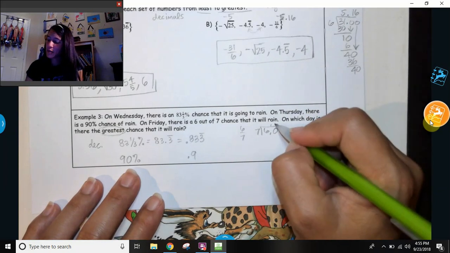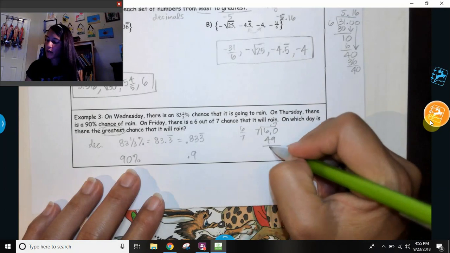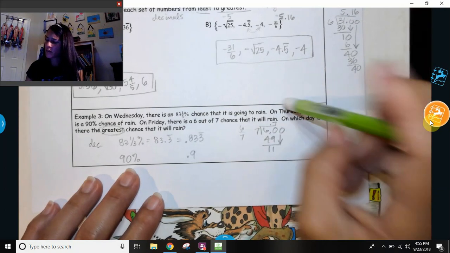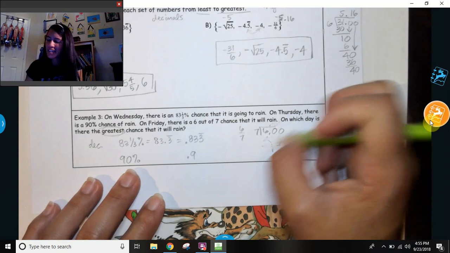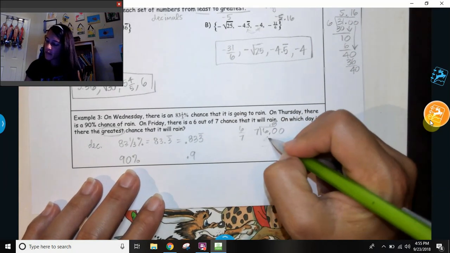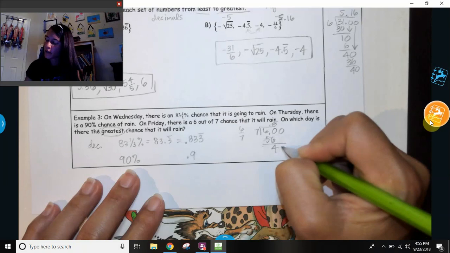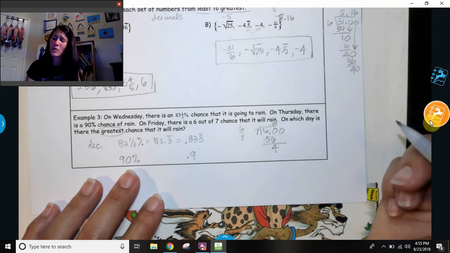7 into 60 would be 7 times, 49. Again, we have 11 left over. No, 8 times. Math off. That's too many to have left over. So you would have 8 times. 8 times 7 is 56. Oh, that's better. We have 4 left over. See, that's how you know when you're wrong. If you have 11 left over, that's way too many.